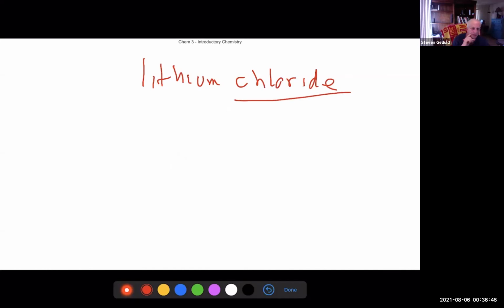The -ide ending is from the element chlorine. So lithium is Li, chlorine is Cl. Lithium is +1, chlorine is -1. They balance. So lithium chloride would be LiCl.